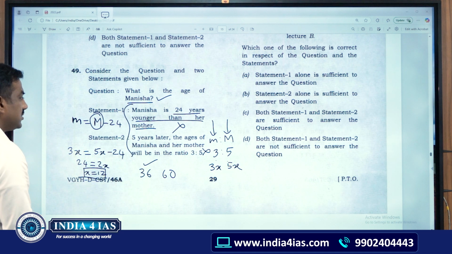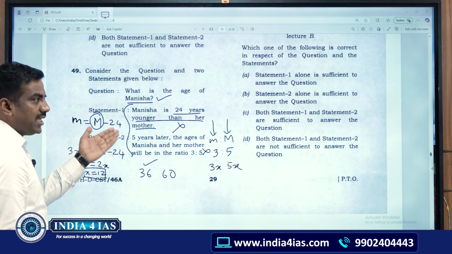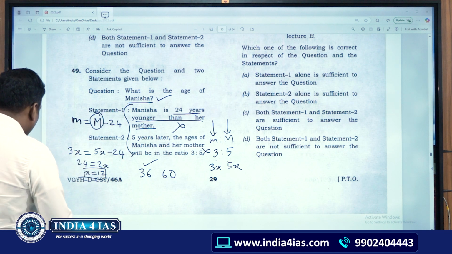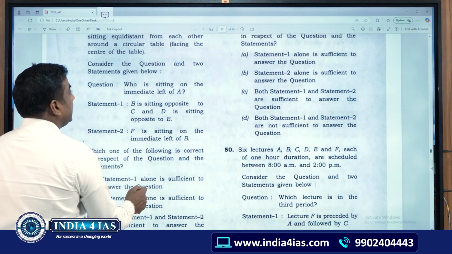So this is a simple problem. Here we got one relation between both the ages. Here we got another relation. Now we could have solved that thing very easily. So C is the answer here.